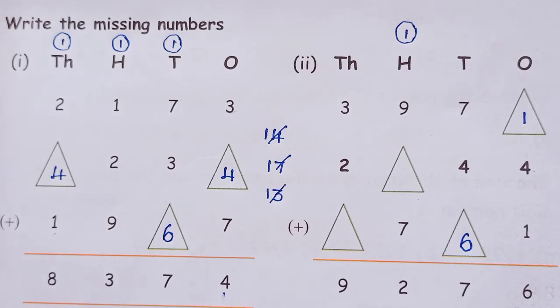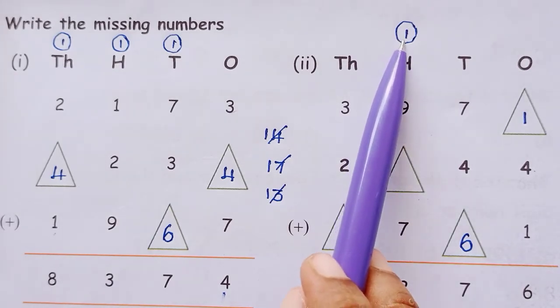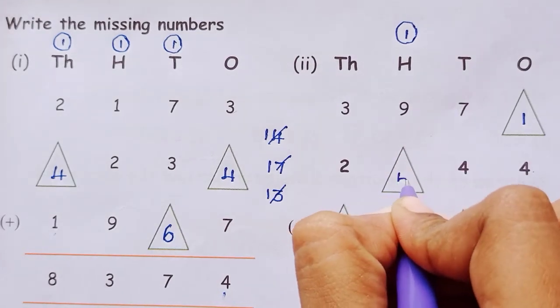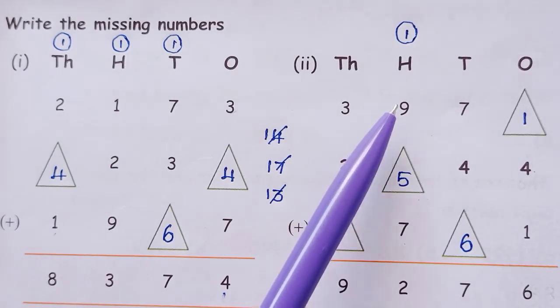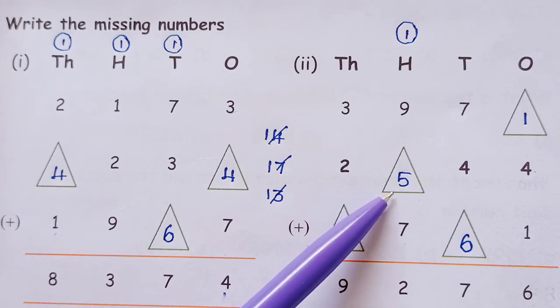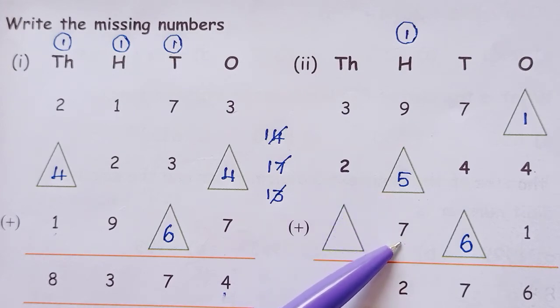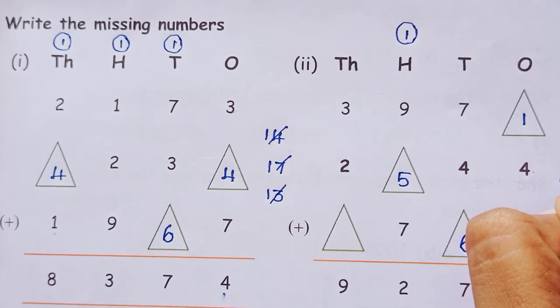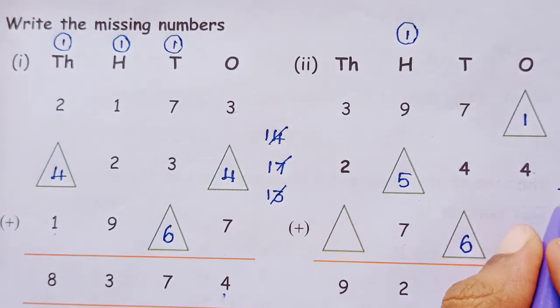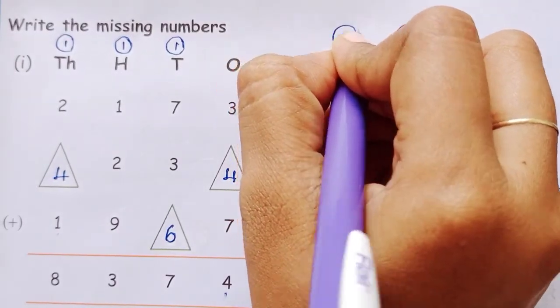Okay, now add the hundreds column. 9 plus 1, 10. 10 plus 7, 17. Then you write here 5. Now you add 9 plus 1, 10. 10 plus 5, 15. 15 plus 7, 22. You write here 22. Remaining 2 you carry over to the thousand column.